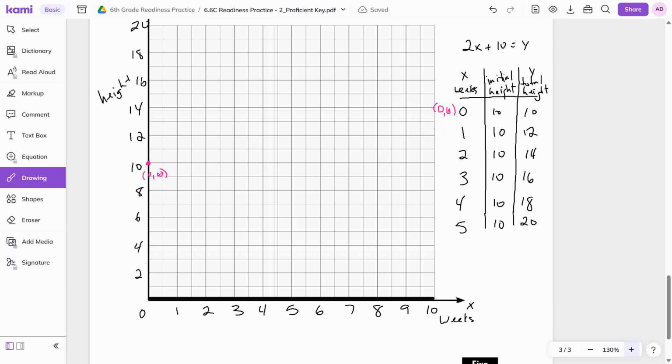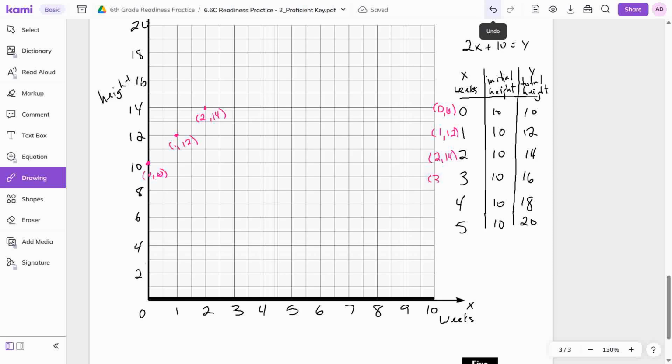At 1 week, it grew 2 inches. So it's got an additive relationship. We're just adding 2. But it didn't start at 0. It started at 10. So 1, 12. And then at 2 weeks, it grew another 2 inches. So now we're going to be up here at 2. There we go. Let's get this 2 and then 14.